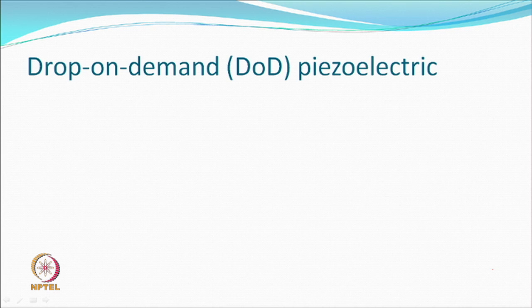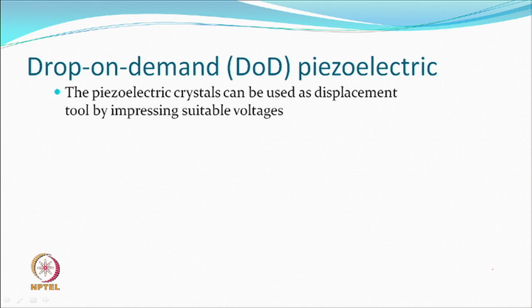So, piezoelectric based inkjet printers, which are also drop on demand type. Once we know that this particular sensor is going to displace so much, accordingly you can design, theoretically to begin with. So, the piezoelectric crystals can be used as a displacement tool by impressing suitable voltage. The displacement could be in any direction, in the x direction, z direction, y direction, depending upon what we have done.